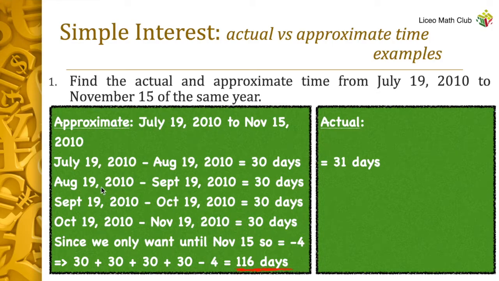Okay, how about August to September? August, if you're going to check your calendars again, it has 31 days. So therefore, August 19 to September 19 is still 31 days.